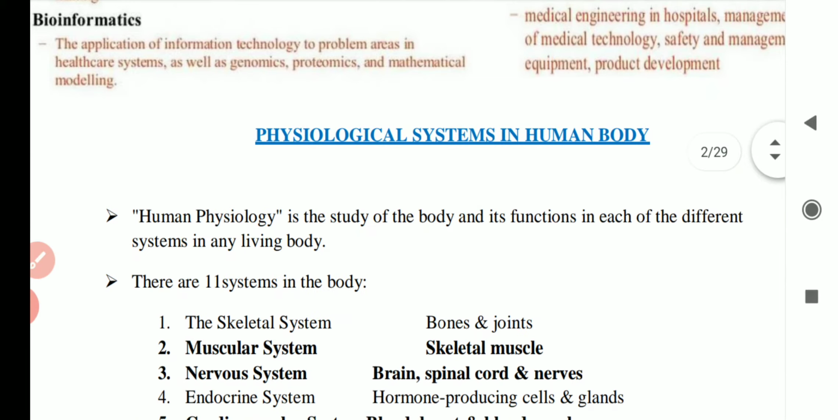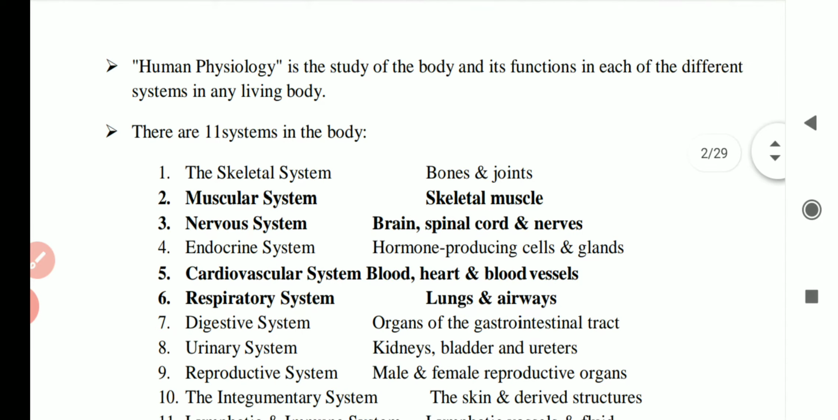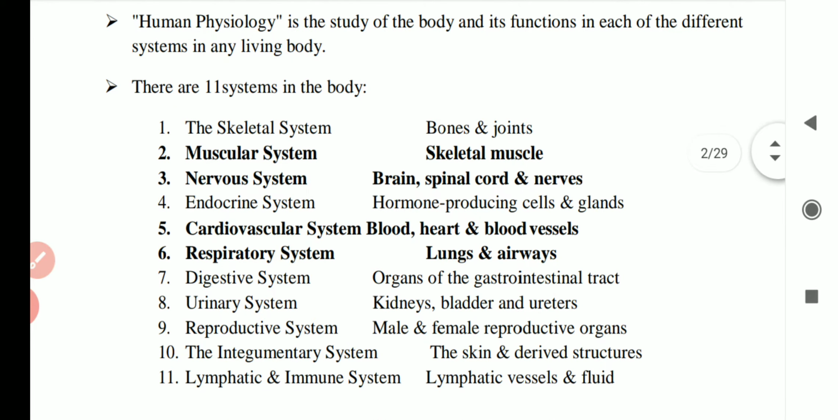Next are the physiological systems in the human body. Human physiology is the study of the body and its functions. Every organ has its own functions in each of the different systems in any living body. There are 11 systems in the body: the skeletal system, the muscular system, the nervous system, endocrine system, cardiovascular system, respiratory system, digestive system, urinary system, reproductive system, the integumentary system, and the lymphatic and immune system.